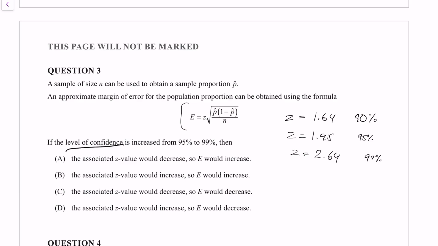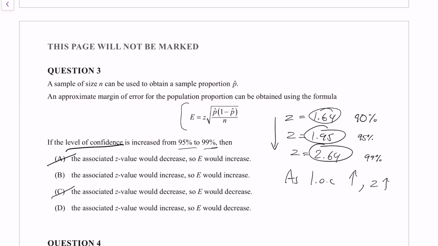Essentially what I'm trying to say is that if we increase the level of confidence, then our z value is always going to increase, no matter what the exact numbers are. I'm a bit rusty here, didn't check these, sorry, but all we need to know is the relationship between things in these sorts of questions. As the level of confidence increases, the z value will also increase. So we can immediately cross out A and C because they say the associated z value would decrease. So it's not either of those options, and we're left with B or D.